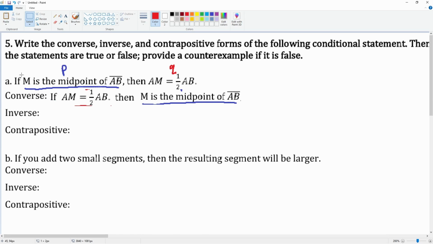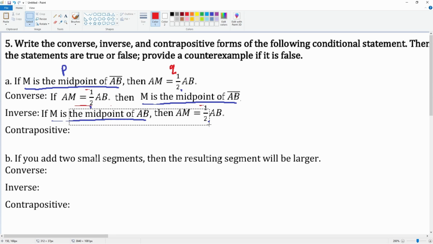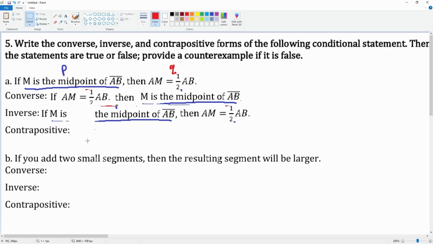The inverse, we would just have to put not in front of it. So if, then, so here we can say if M is, let's put the word not. If M is not the midpoint of AB, then AM is not equal to 1/2 AB.